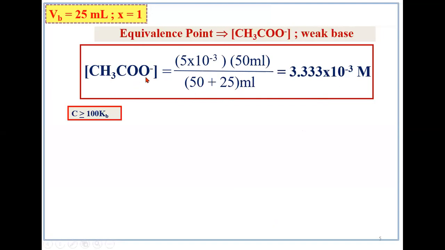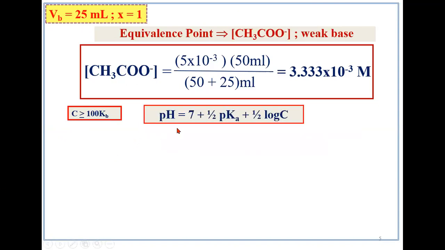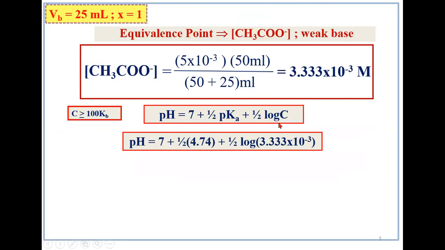What do you have here? Yes, it's a weak base. So to get the pH of a weak base, you ask yourself, is concentration greater than 100 Kb? Or assume that it is, and you use the equation pH equals 7 plus half pKa plus half log C. And don't forget, this concentration is the concentration of the A minus, with the volumes taken into account. Substitute in, and you get pH is 8.13.